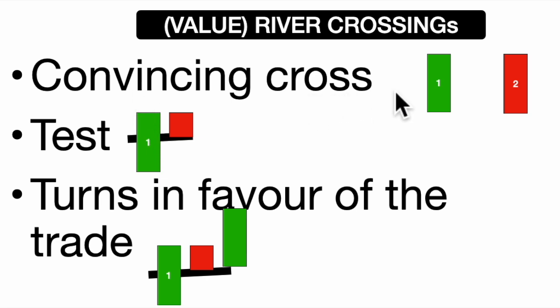You've also got to have a convincing cross. You can't have tiny green, red, tiny green, and then for it to go through. That's not going to work. You're looking for a convincing cross. You're looking for a bridge, and I think that'll engage your brain so that you know what I'm talking about. Right, so that's what I'm talking about in terms of a river crossing.